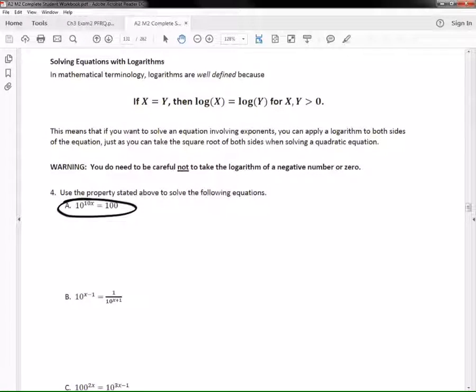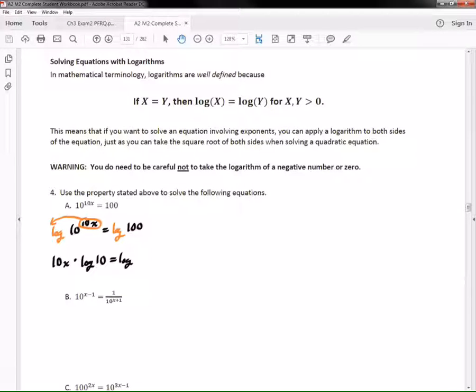Check this out. Let me rewrite this so we can have more space. Look at it. I know it's trippy. If I take the log of each side, this is what it's going to look like. So I took the log of each side. Now, why would you do that? Well, what can I do with this exponent now that it's inside of a log? Drop it like it's hot. So now I have 10x times log of 10 equals log of 100.